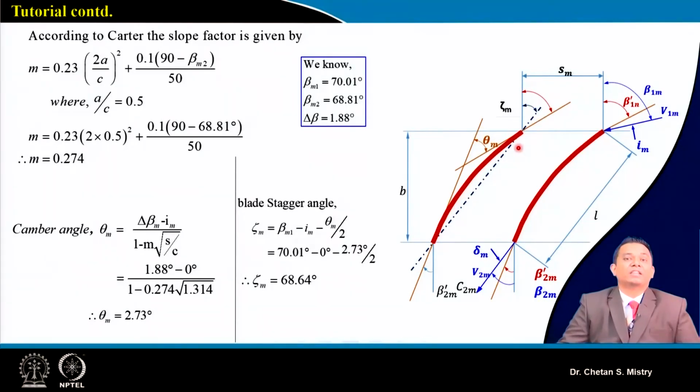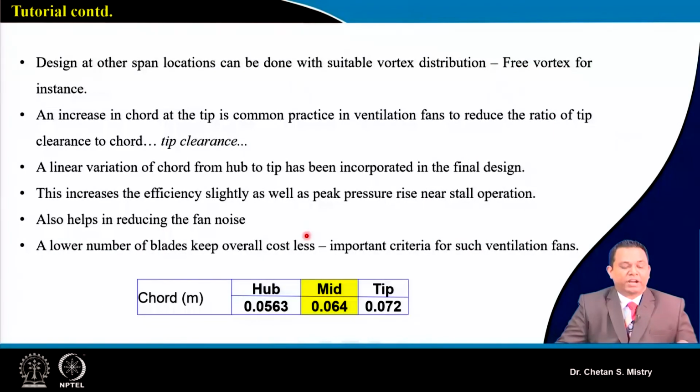Now this bending is also important. This curvature, in this case, we have taken as a circular camber line. So we will be calculating our Carter slope factor, and this is coming as 0.274. Once we have calculated that, we can calculate our deviation angle, and we can calculate our camber angle and stagger angle. Here the camber angle is coming 2.73 degrees, and the stagger angle is coming 68.64 degrees. Since my delta beta is coming on the lower side, my camber angle also is not coming large. But at the same time, if you look, my blade is highly staggered. Let's see what other dimensions we get.